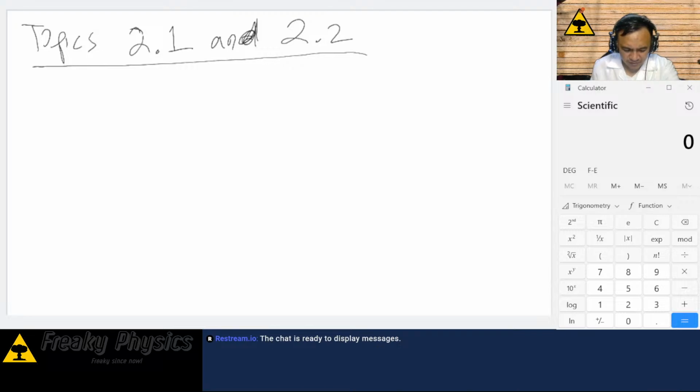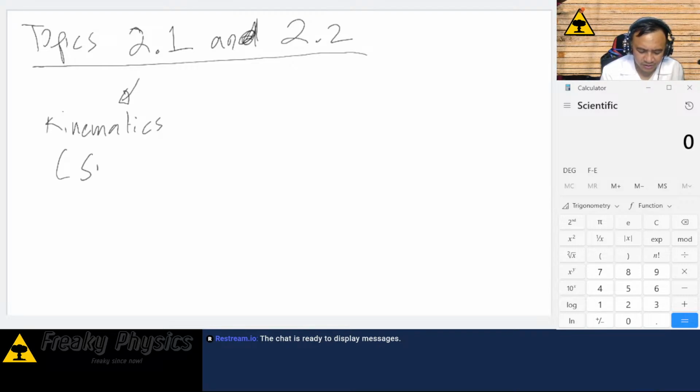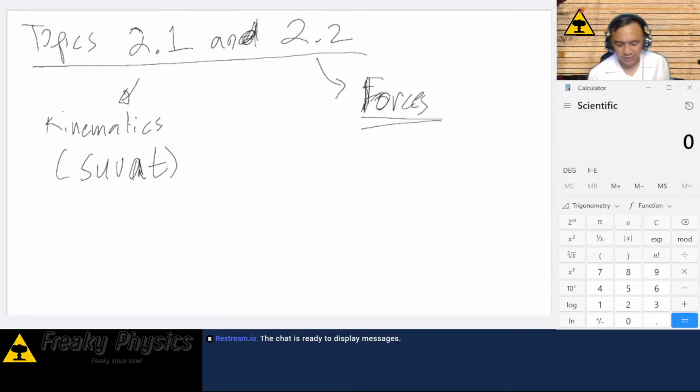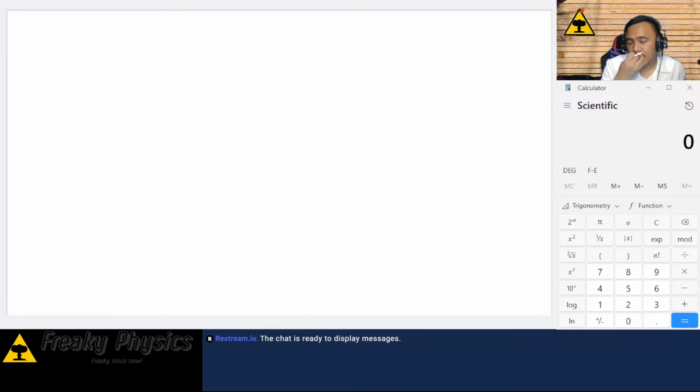Alright, so when we have 2.1, this is kinematics. Most of you would probably know this as SUVAT, right? And then this would be forces, just forces. So let's look at the ramp problem first. Let's start with 2.2. Let's take a look at this generalized ramp problem first.